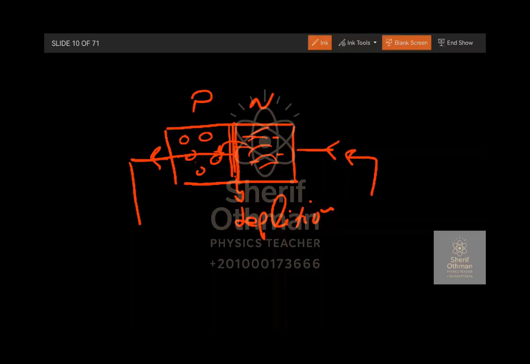So forward is connecting the negative pole of the battery to the N side of the diode and connecting the positive to the positive side of the diode. The reverse is when connecting the opposite way.